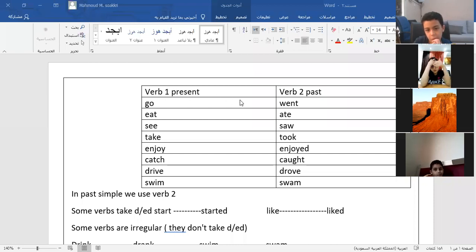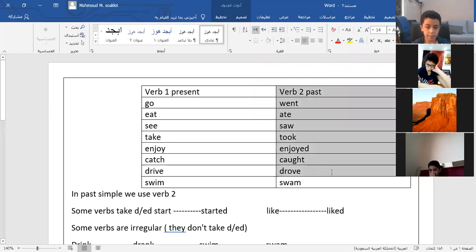This table has two parts: verb one or present and verb two or past. Repeat after me. Go, went, eat, ate, see, saw, take, took, enjoy, enjoyed, catch, caught, drive, drove, swim, swam. These are called verbs in present, and these are called verbs in past.